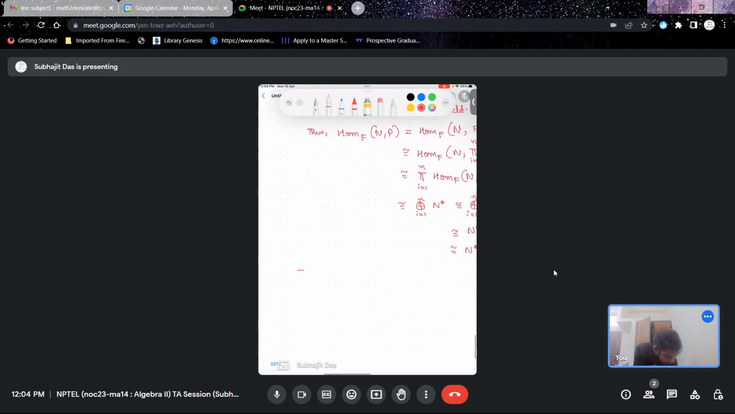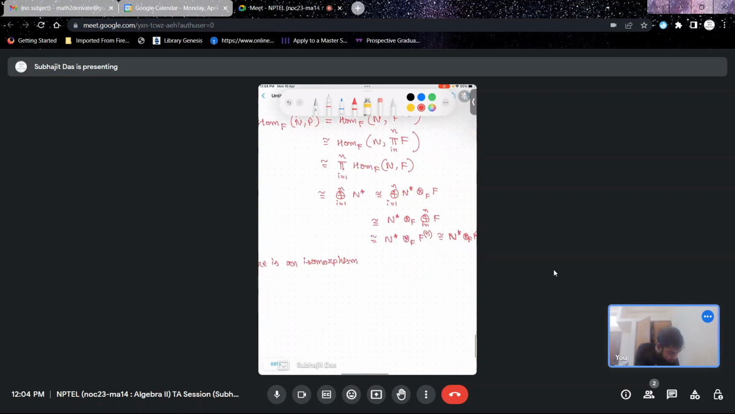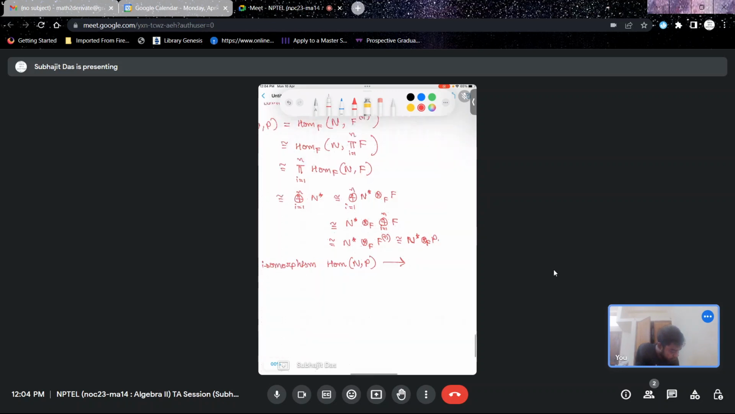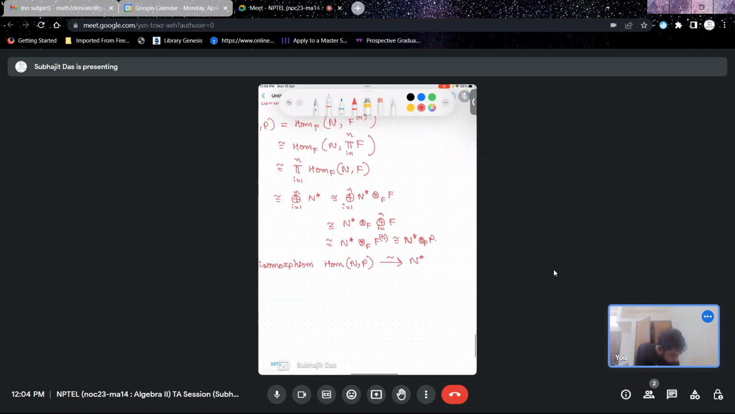So thus there is an isomorphism from Hom N comma P to N star tensored over F with P.